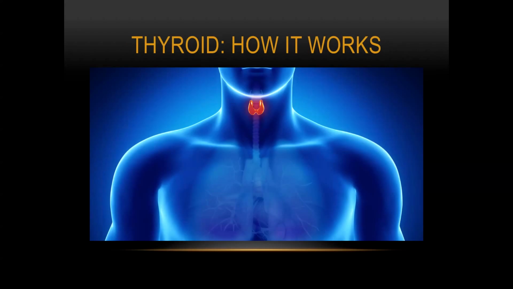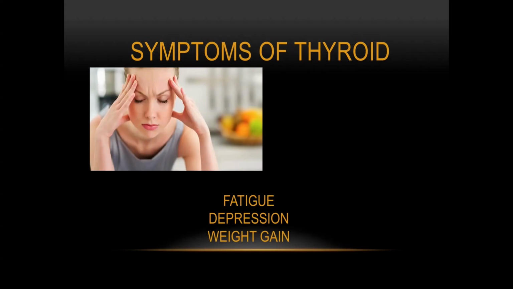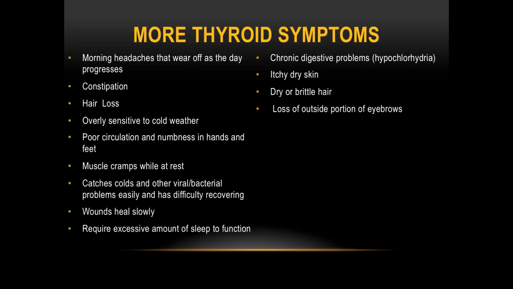For the thyroid, it is extremely important to know how the thyroid works. Then, when we discuss the 6 patterns of hypothyroidism, it will become clear where the problem arises. First, the symptoms of a thyroid dysfunction are fatigue, depression, weight gain, hair loss, constipation, morning headaches, muscle cramps at rest, dry or brittle hair, chronic digestive issues, and loss of the outside portion of the eyebrows.